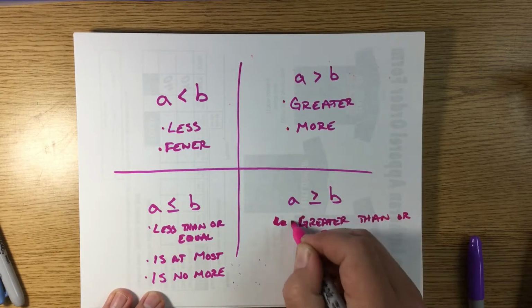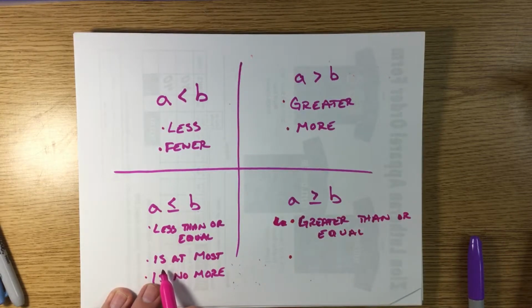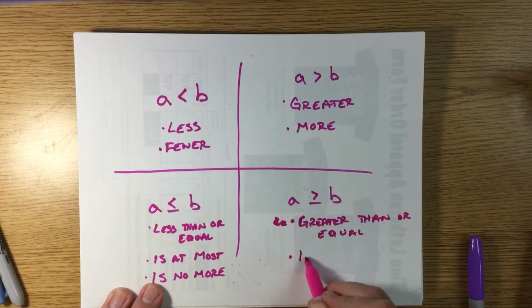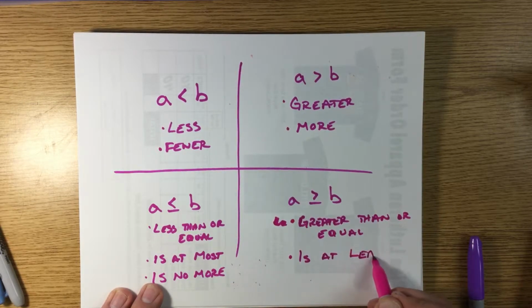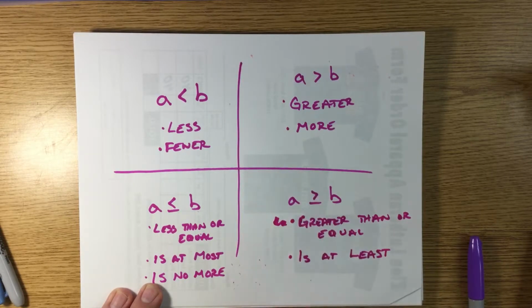And then what we'll do is we'll just do the opposite of this. Instead of "is at most," we're going to say it is at least. At the very least, A is going to be equal to B, but likely it's going to be greater than B. Or we would say it is no less than B.